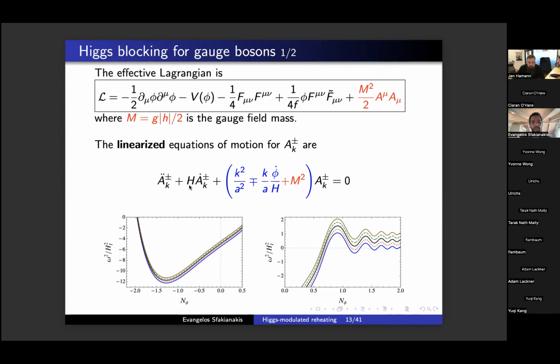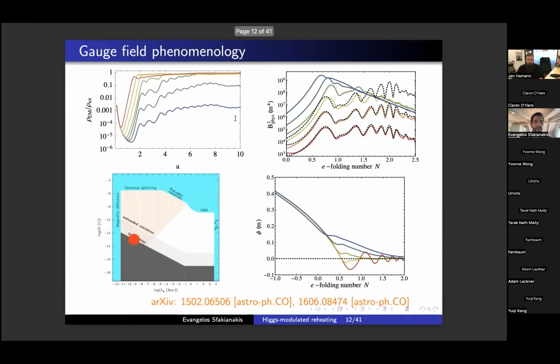It is the following: A double dot, H A dot, and then I have this effective mass which has two components. One is this tachyonic amplification coming from the Chern-Simons coupling, and the other one is the mass. You can see that k over a squared is positive, but this thing can be negative, so it wants to create a tachyonic instability, and M squared is positive, wanting to oppose this tachyonic instability. Essentially, this M is trying to ruin what I told you here about the exponential particle production at the end of inflation.